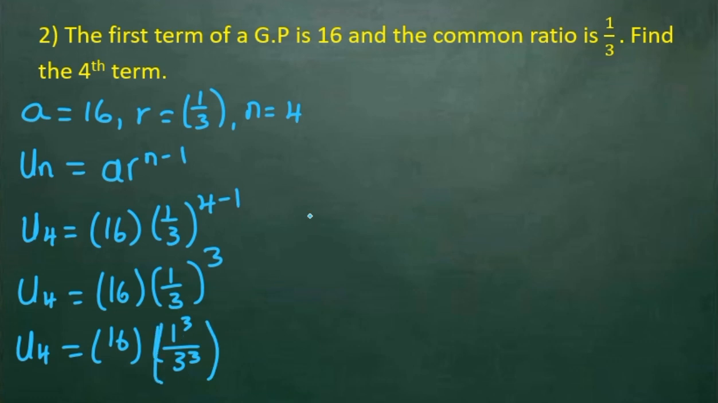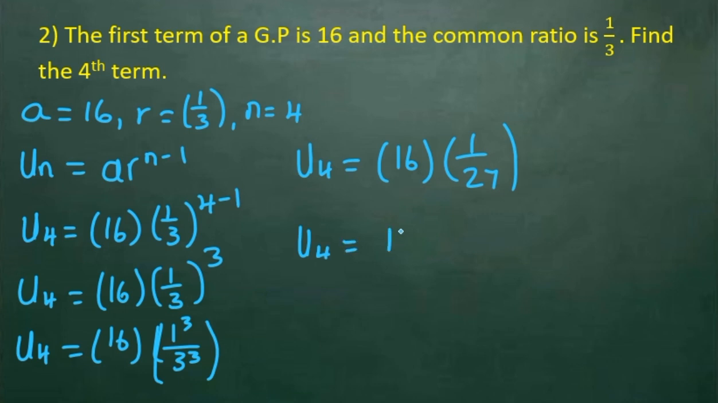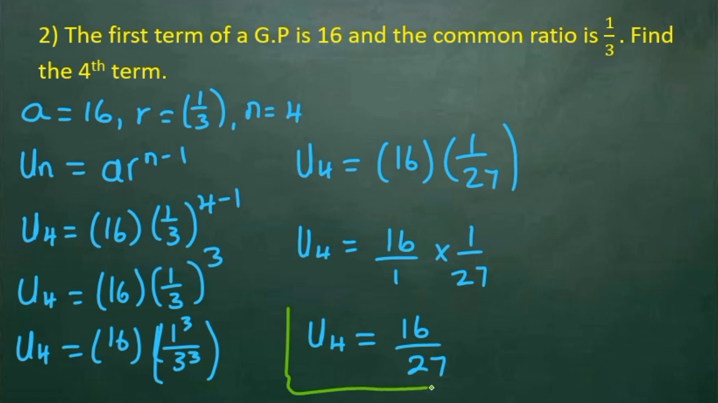When you do that, U4 will be 16 times 1 to the exponent of 3, which is 1, over 3 to the exponent of 3, which gives us 27. So this is the same as saying the fourth term is equal to 16 divided by 1 times 1 over 27, so that the fourth term will be equal to 16 divided by 27. So that is the value of the fourth term.